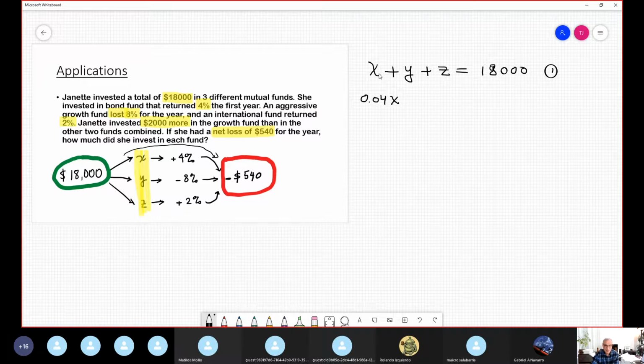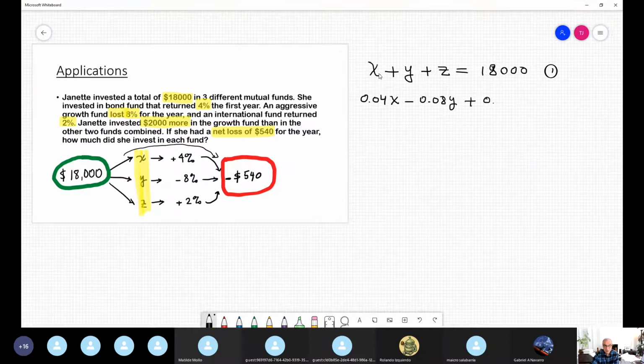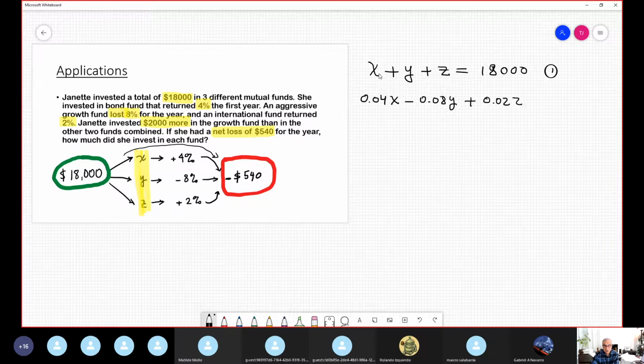For the second, it's similar, but it's minus 0.08Y and plus 0.02Z is equal negative $540. This is my equation number 2.